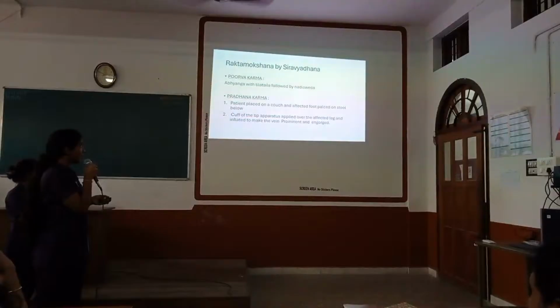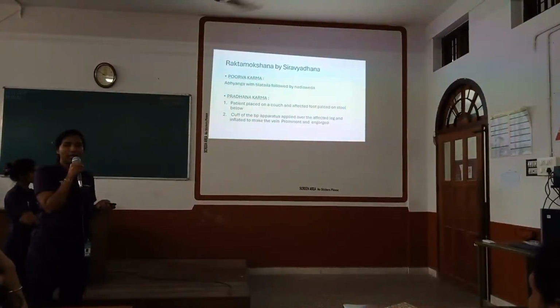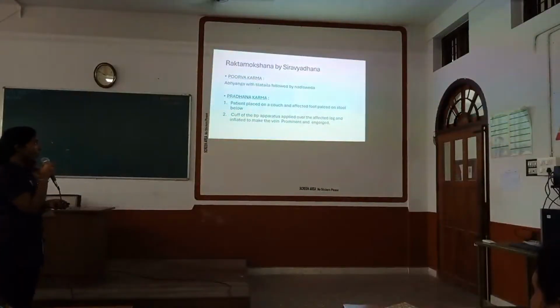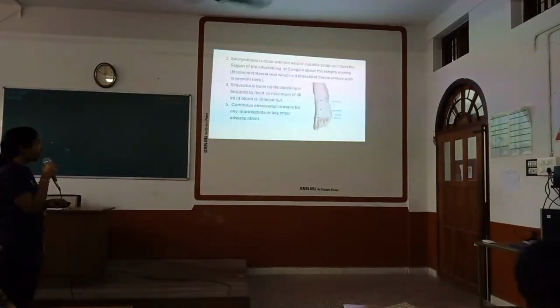Raktamokshana by Siravedhana. As Purva Karma, Abhyanga with Tila Taila followed by Nadi Sveda. As Pradhana Karma, the patient is placed on a couch and the affected foot is placed on a stool below. The cuff of the BP apparatus is applied over the affected leg and inflated to make the veins prominent and enlarged. Siravedhana is done with a suitable scalp vein set at the region of the affected leg, 2 angula above the Kshipramarma. This is the Kshipramarma.